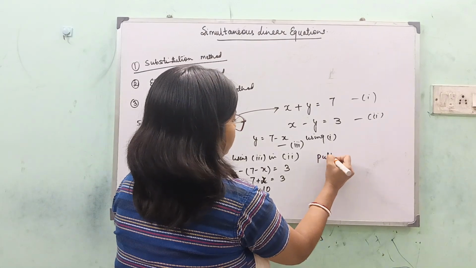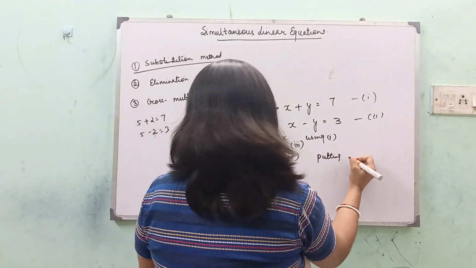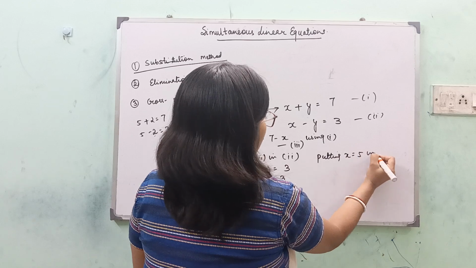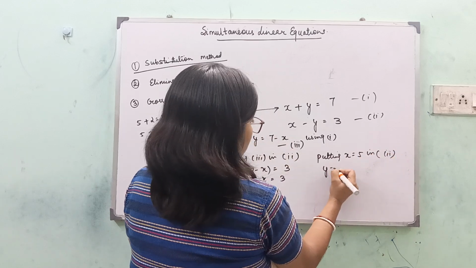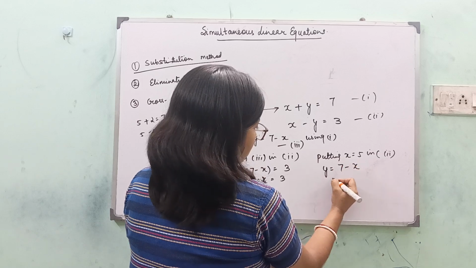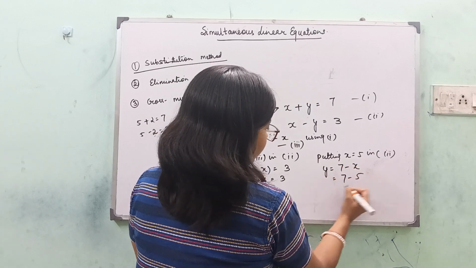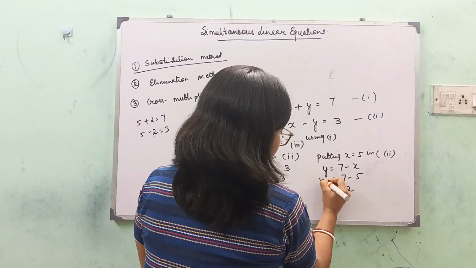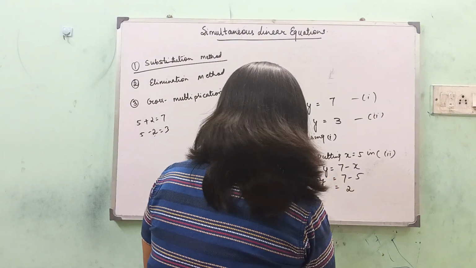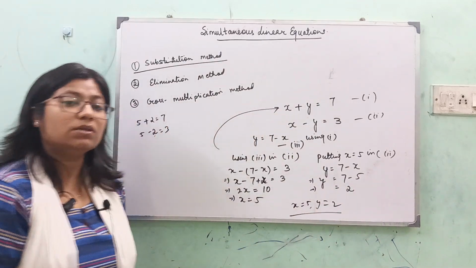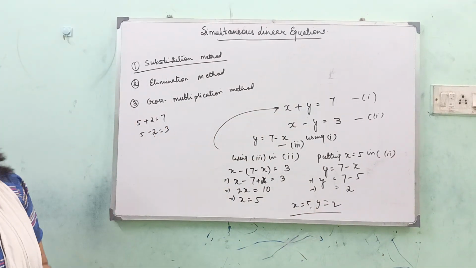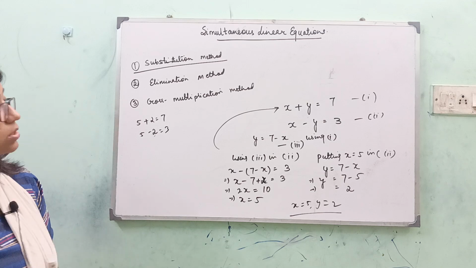So putting or substituting, whatever term you might use, putting x equals 5 in 3. So y is equal to 7 minus x, so 7 minus 5. So y equals 2. So we got x as 5, y as 2. See, any way you do, you are getting the answer. Alright, so this is clear, I suppose.